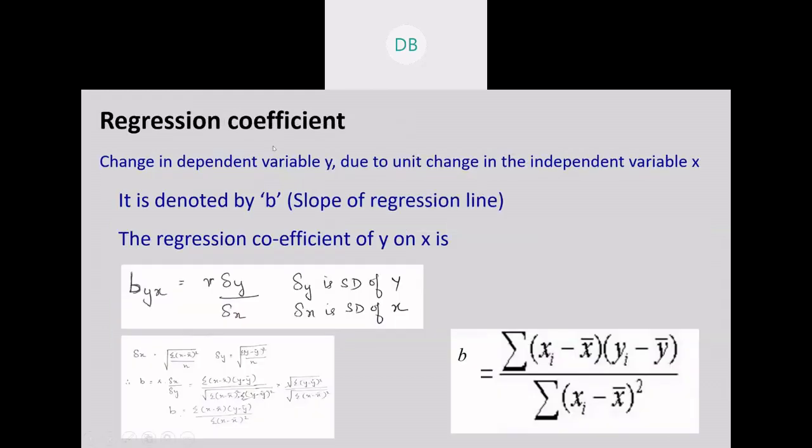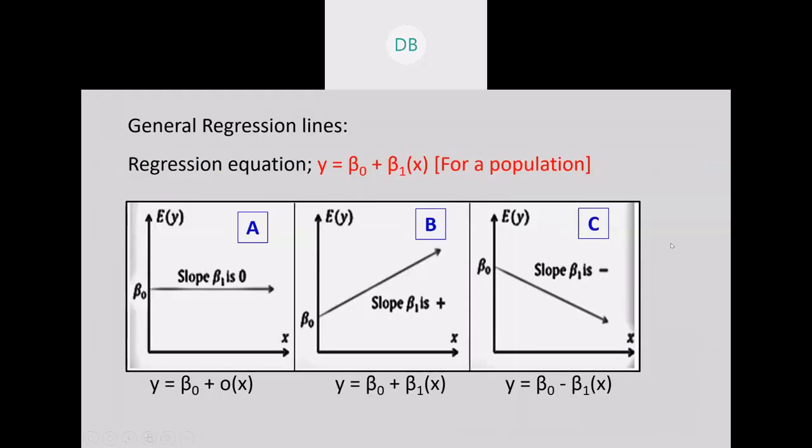Coming to a term called regression coefficient, it is an expression that indicates the amount of change in y due to unit change in the independent variable x. Taking the previous example, the regression coefficient can express how much change can happen to crop yield by a unit change in the amount of fertilizer used. And the regression coefficient is nothing but the slope of the regression line. It can be mathematically expressed as r into dy by dx, where r is the correlation coefficient, and dy and dx are the standard deviations of y and x respectively. By substituting the corresponding formulas, you end up with a mathematical expression.